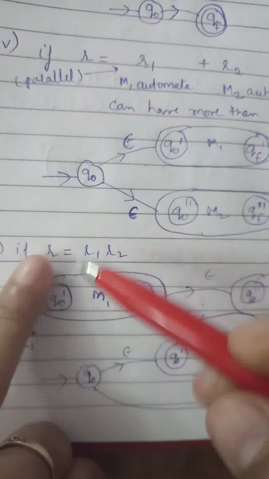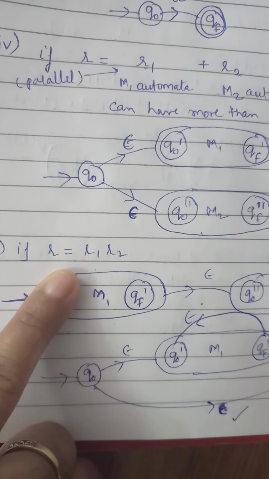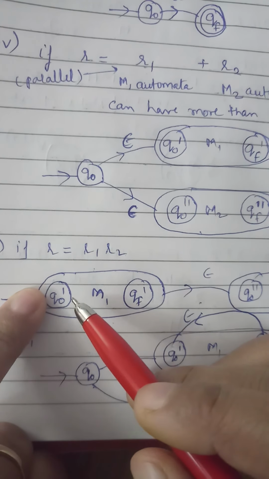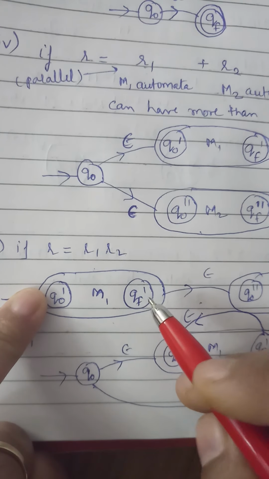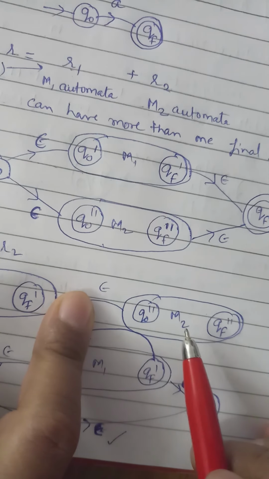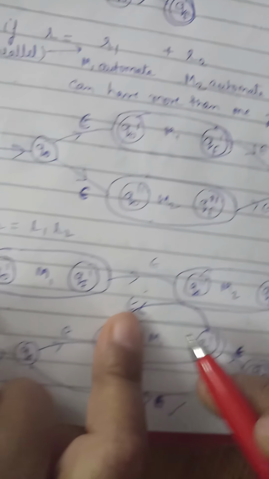The next is, if R is equal to R1 R2, then how can we combine them? We can combine them in serial. We make one automata with Q naught dash as initial state and QF dash as final state for M1, and in the same way we make another automata for M2 and we combine them with an epsilon move.